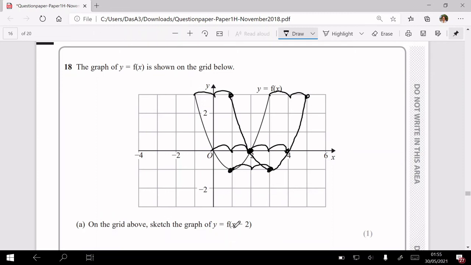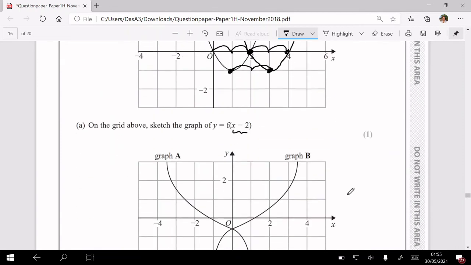Remember, everything inside the x bracket is opposite. Minus 2 means right, so plus 2 to the x values. Plus 2 means minus 2 to the x values. Dividing means multiplication, multiply means divide. Yep, think of the inverse.